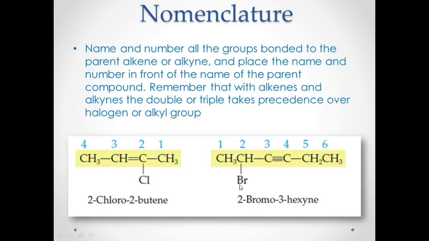So your carbon number 2 contains a halogen, which is bromine. So that is bromo. Then your carbon number 3 contains the triple bond. And the longest continuous carbon chain is 6. So it contains a triple bond, therefore this is an alkyne. So the parent is hexyne. But your substituent is bromo. So therefore, that becomes 2-bromo, 3-hexyne. Okay, very good.